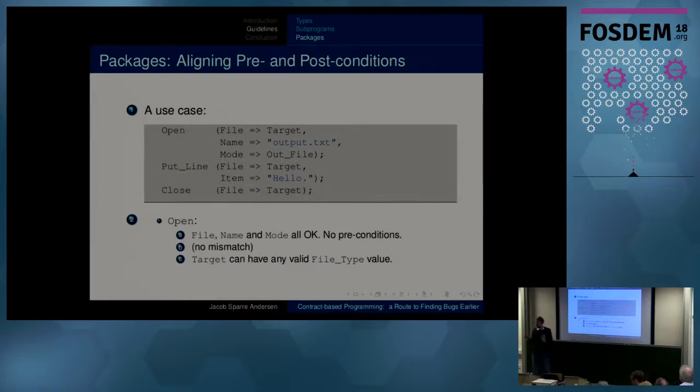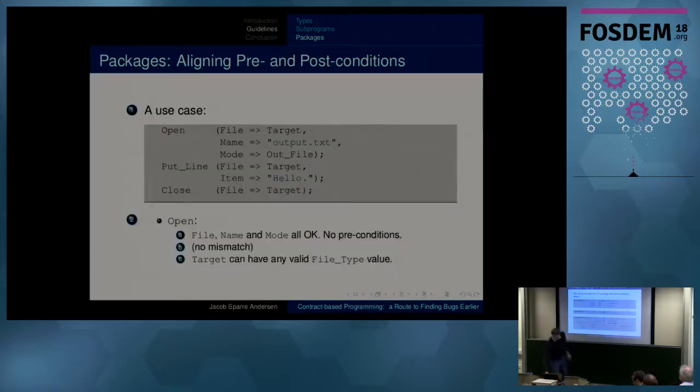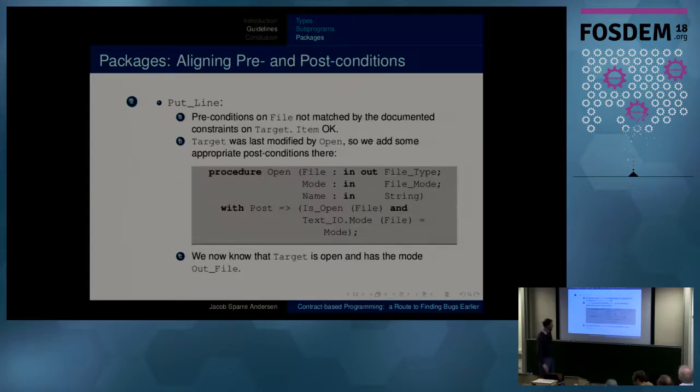We could say that maybe I've forgotten something and should have written that I can't open a file that's already open. But who knows, we may also say that if the file is open, we just close it first, whatever. But so there's no mismatch. And then afterwards, target was an out parameter. So we know Open has modified target in some way, or may have modified target in some way. So we don't know anything about target except that it has a valid value of file type, whatever is valid for that type. So then we go on to the next one, to Put_Line.